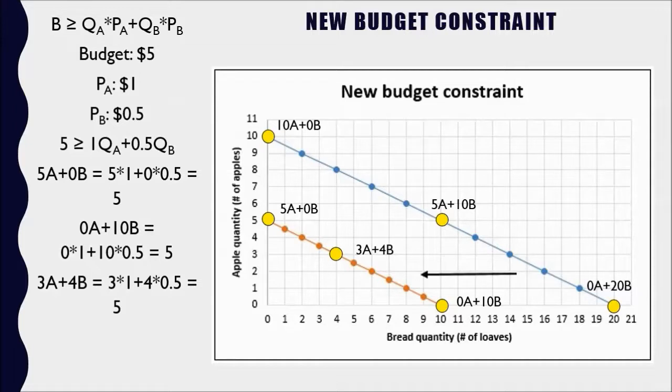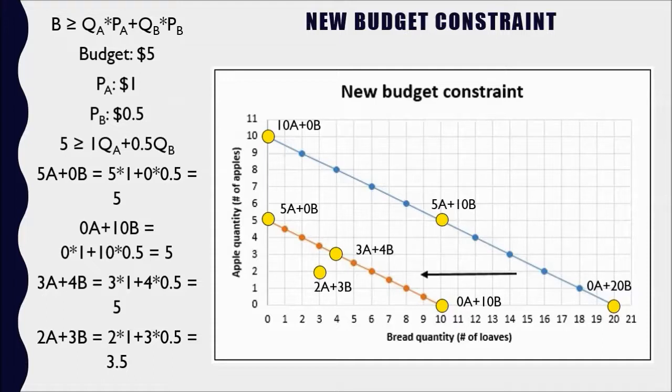Moreover, they can purchase different combinations of goods that lie within the budget constraint line. For example, they can decide to buy 2 units of apples and 3 units of bread, which will cost them $3.5, leaving $1.5 for the consumer to spend on other goods.